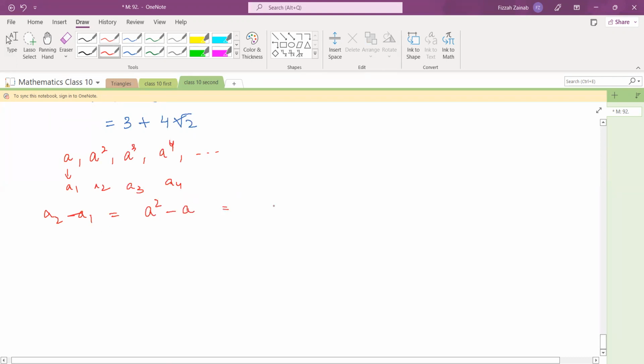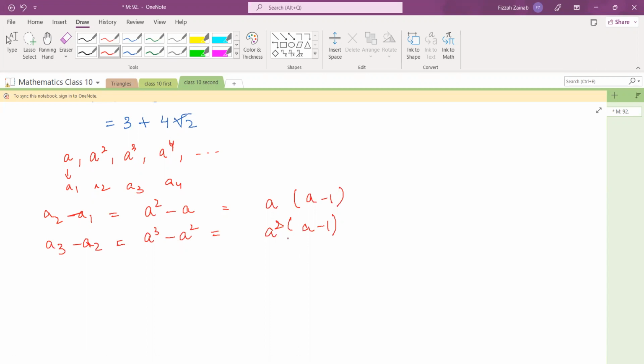So what you can do, take A common, that's it. So A minus 1. Then A3 minus A2 you do. Now A3 means A cube minus A square. So you take A square common and you get A minus 1. So obviously the difference is not same. So you don't have to check the next one because here itself the difference is not same. And the definition of the AP is that the common difference is same, right? So you can see this is not same, so it is not an AP. You will write difference is not same, so it is not an AP.